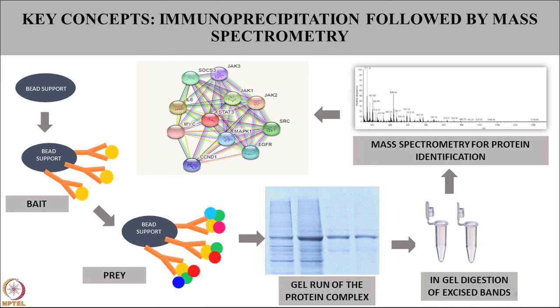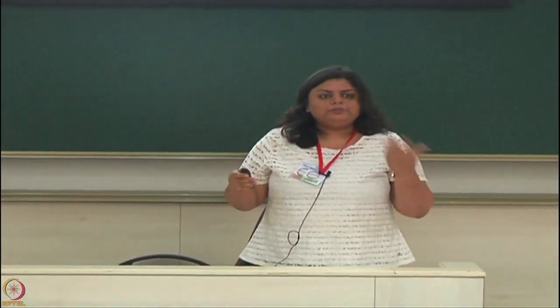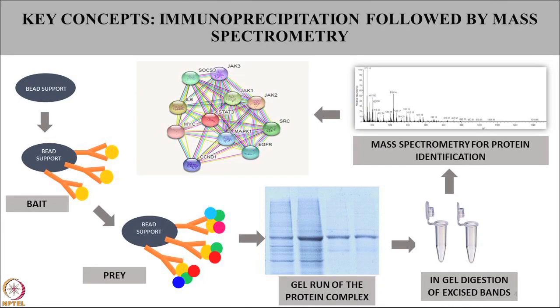We will take a case study today, that is STAT3. STAT3, as you know, is a part of the JAK-STAT pathway. What if you were interested to see which proteins are potential interactors of STAT3? So we will take an anti-STAT3 antibody and conjugate it with the bead, and let's assume that this yellow dot is STAT3. STAT3 will bind to the antibody, and we are expecting that all the interacting partners of STAT3 will come and bind to it.